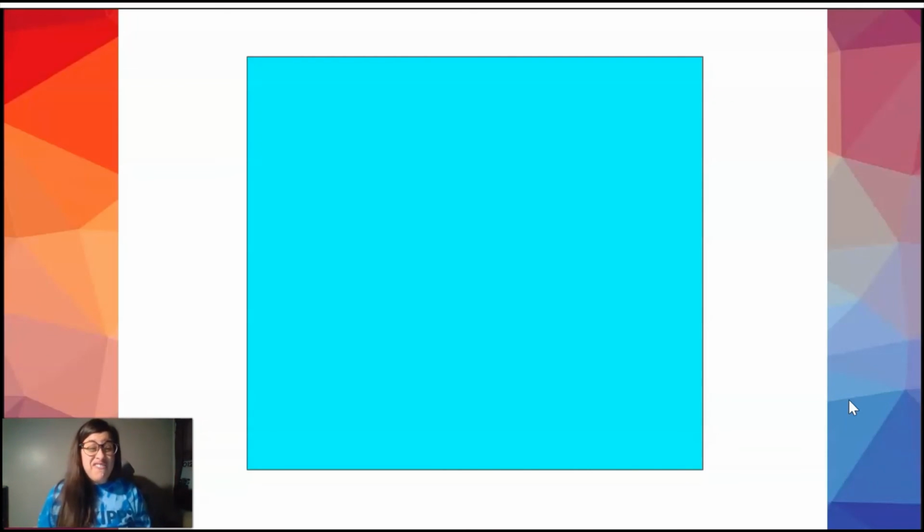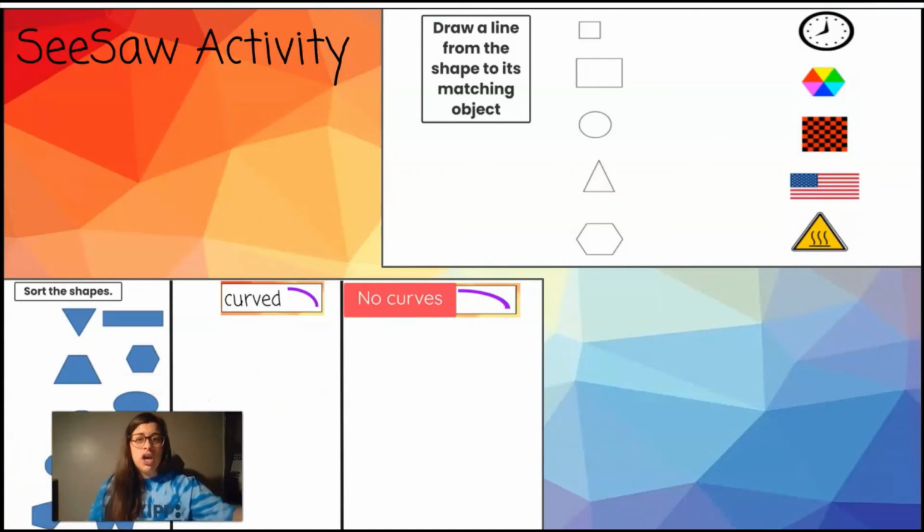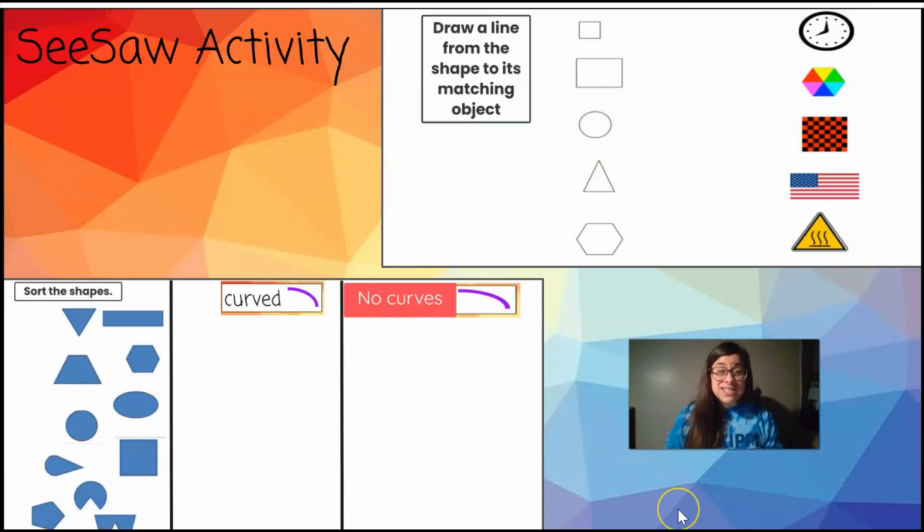We call them all faces. We'll learn more about faces in the future. Today in Seesaw, you are going to be focusing on sorting these shapes that are curved and no curves. Then you're going to be looking at these flat shapes and drawing a line to the objects that match the flat shape.